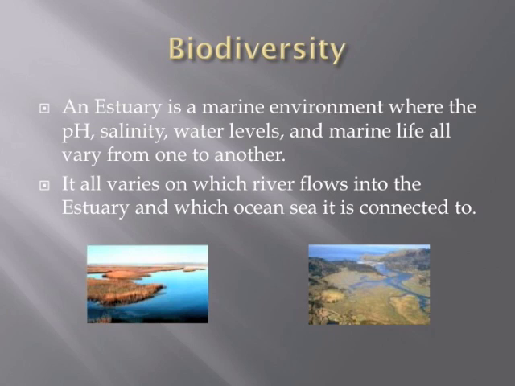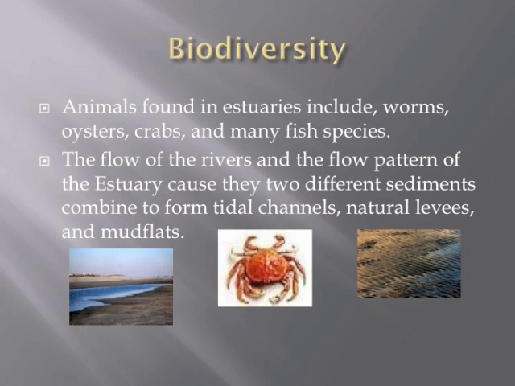Biodiversity. An estuary is a marine environment where pH, salinity, water levels, and marine life all vary from one to another. Animals found in estuaries include worms, oysters, crabs, and fish species.